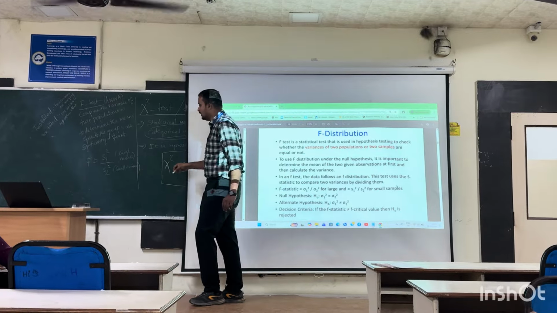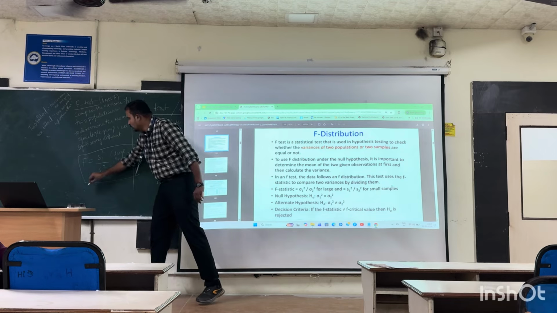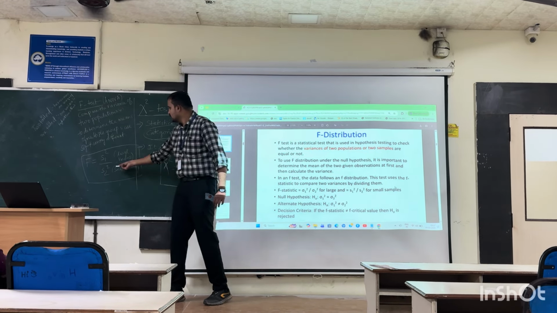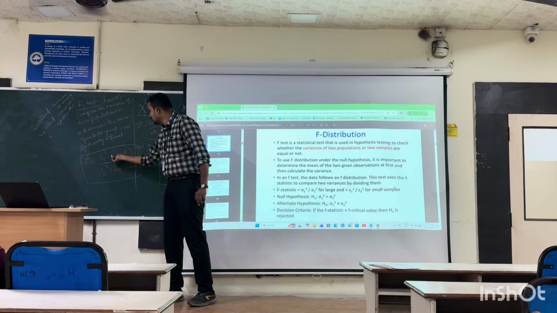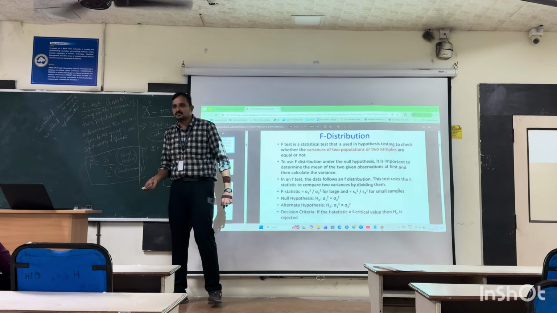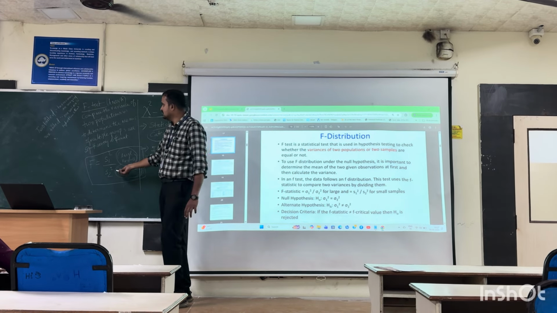So this is the formula we are going to calculate. F is equal to the F test. The formula is S1 square by S2 square. You have a large variance, so it is in the numerator, and S2 square stands for the small variance, that is in the denominator. So this is the formula to calculate the F test.